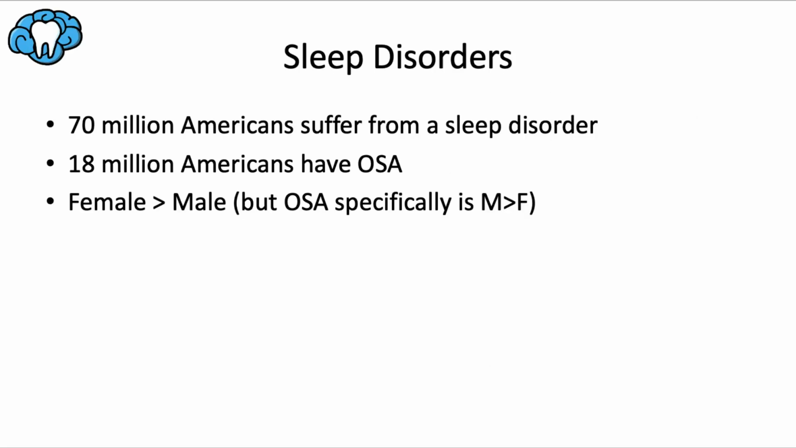Obstructive sleep apnea falls under the greater category of sleep disorders, and so you get an idea of how prevalent they are. 70 million Americans suffer from a sleep disorder, and 18 million Americans have OSA or obstructive sleep apnea specifically. Now, sleep disorders generally are more common in females, but obstructive sleep apnea specifically is more common in males.